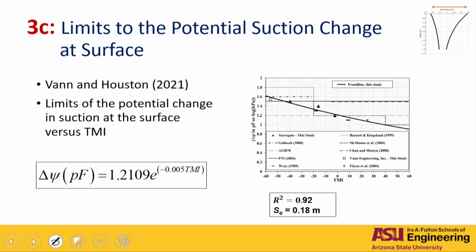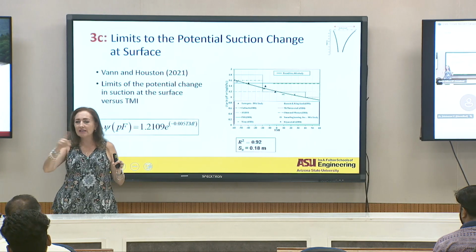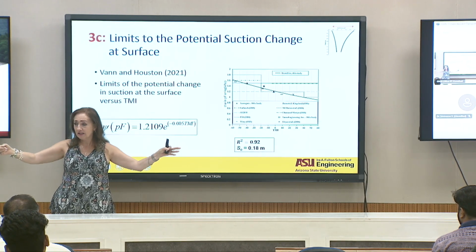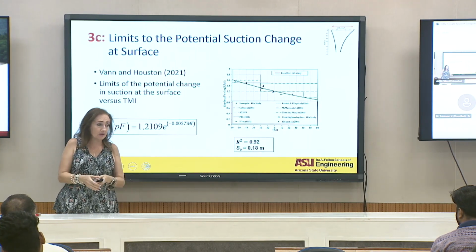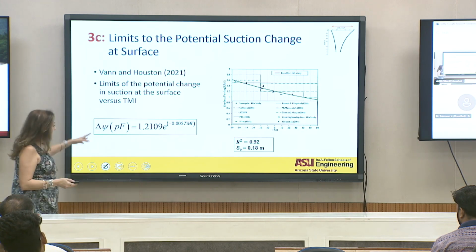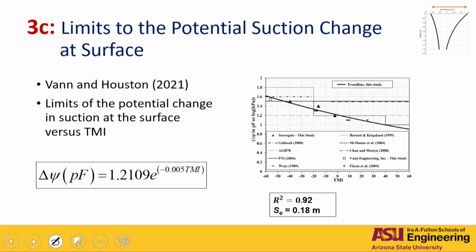What are the limits to the potential suction change? The delta sigma at the top, and for that they also went and checked some data from the literature. The data they found had the R squared about right, and basically that limits the potential change in the suction at the surface. It was important because we needed to know how much that's going to change. We don't want to go crazy, like if we have a very bad month, very dry or very wet. So they also found this one to be a function of TMI.